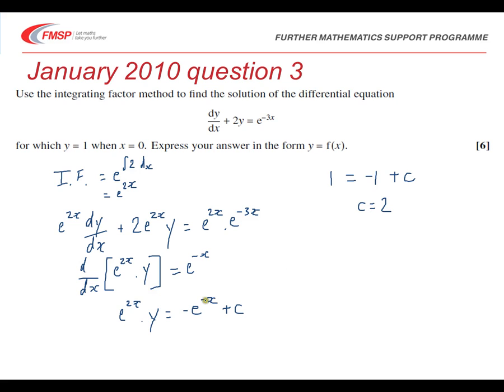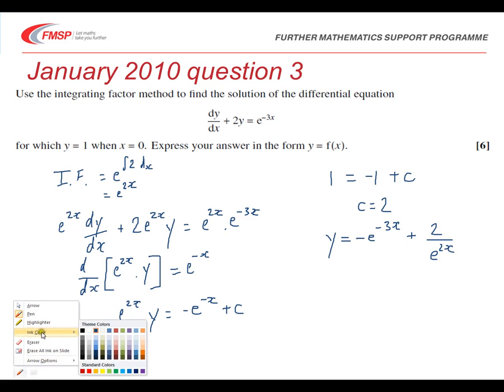And finally I just need to write out this whole thing as y equals. So I get y equals, divide through by e to the 2x, minus e to the minus x over e to the 2x is minus e to the minus 3x plus 2 over e to the 2x. And there we're finished. 6-mark question.